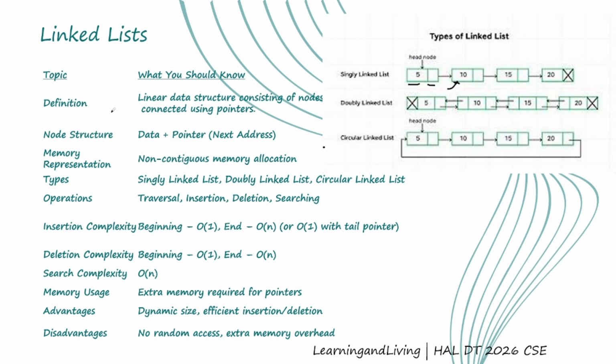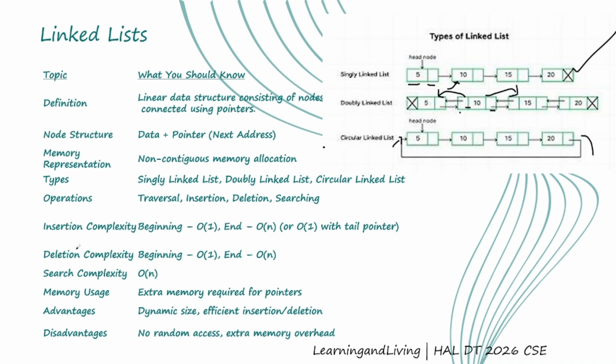And we have different types of linked lists, such as single linked list, double linked list, and circular linked list. In the double linked list, we have previous and next. Previous stores the address of the previous element, and next stores the address of the next element. And coming to circular linked list, in the singly linked list the last node has nothing, but in the circular linked list the last node is connected to the head itself. This makes our circular linked list.